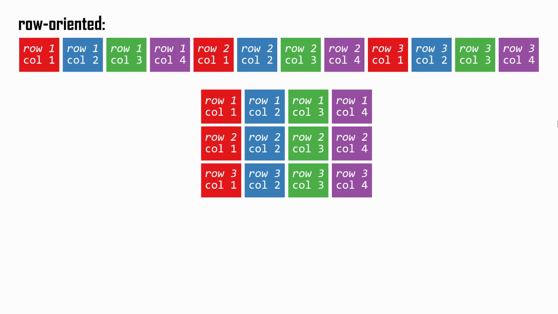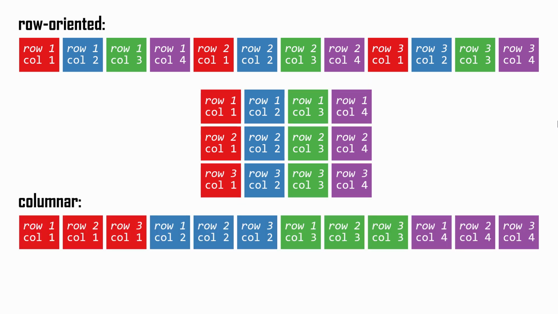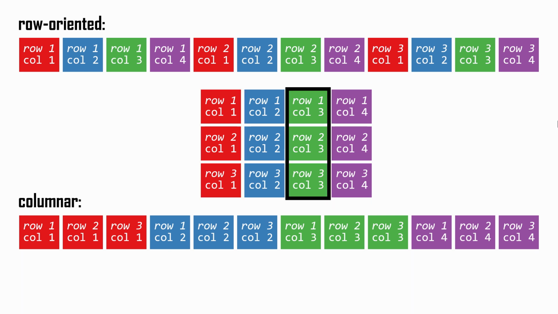Traditional databases and file formats store data row after row, keeping all columns from a row together. In columnar formats, the values from each column are grouped together. The benefit of columnar storage is seen when you need data from only a subset of columns.